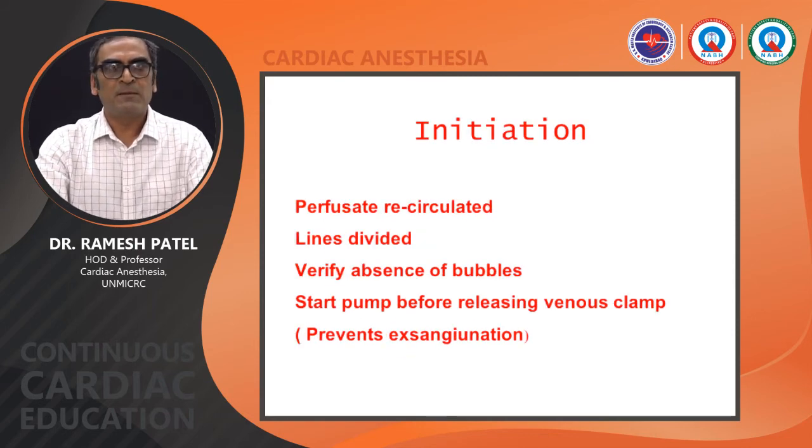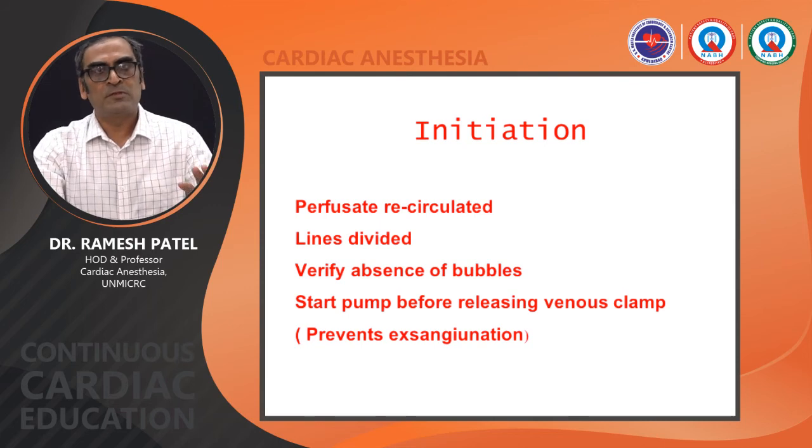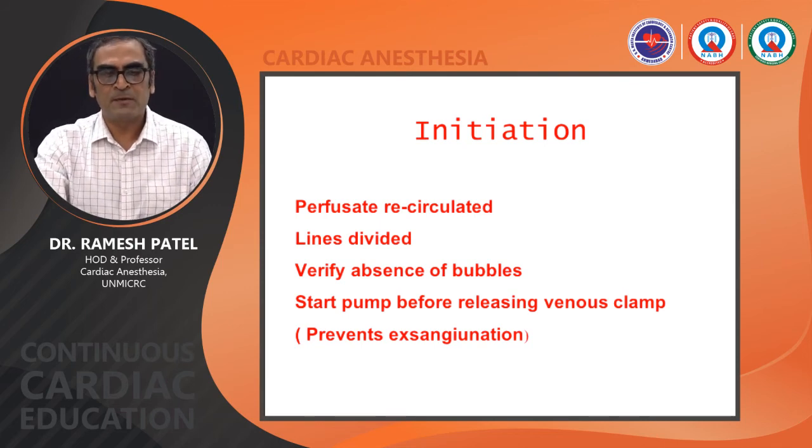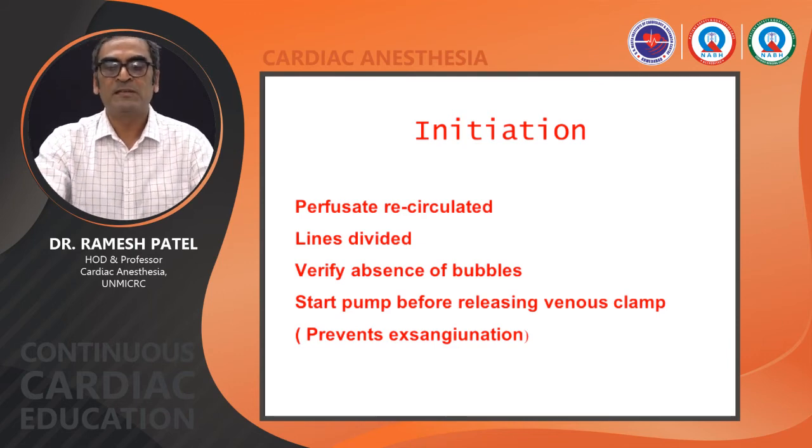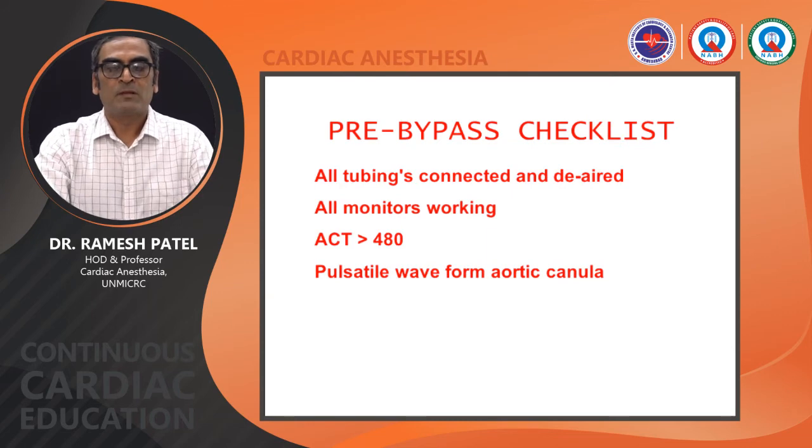Now all the things are ready. The patient's aortic as well as venous cannulation is done. Then we have to circulate the circuit for de-airing purposes. All the lines will be divided and we verify the absence of bubbles, and start the pump before releasing the venous clamp. And this is the list of the pre-bypass checklist.